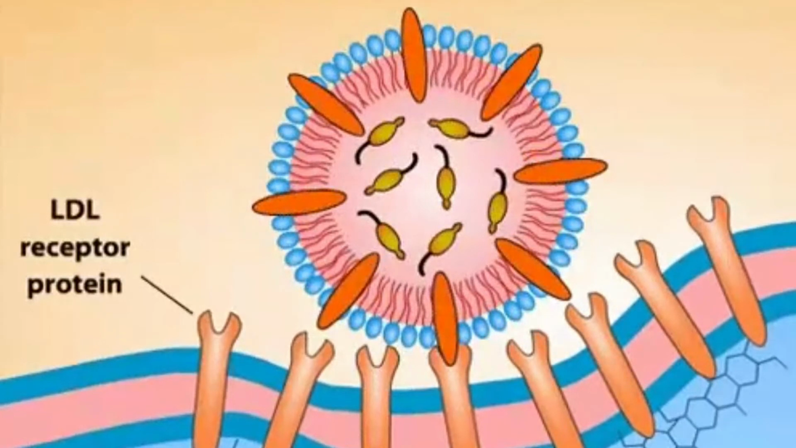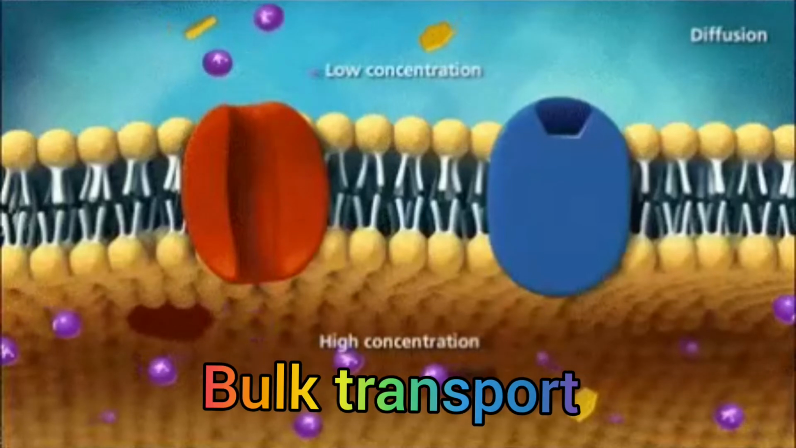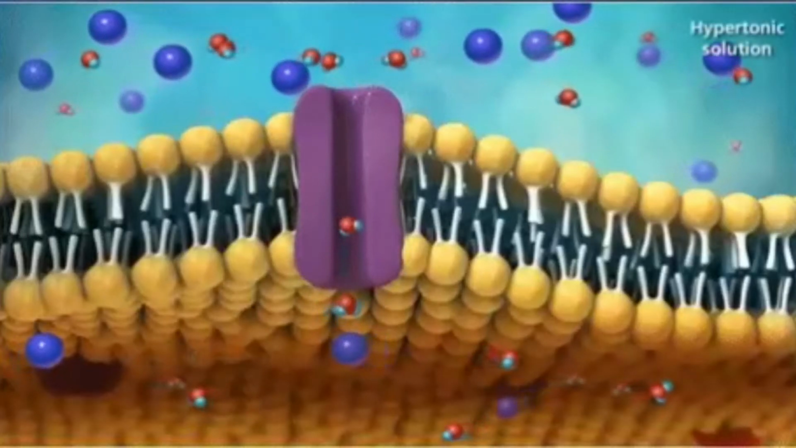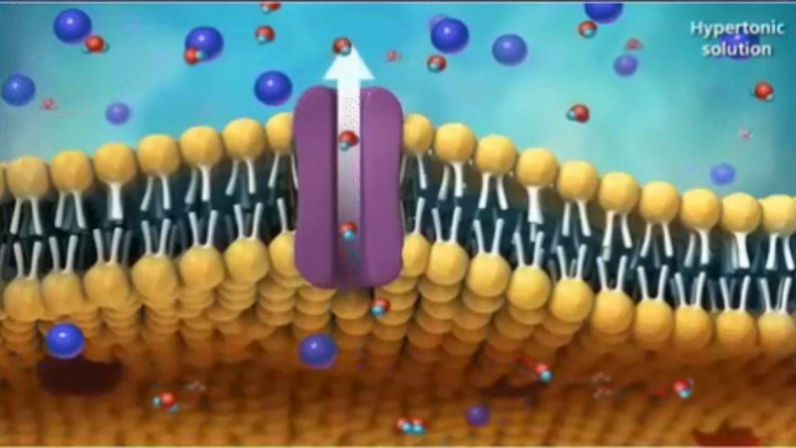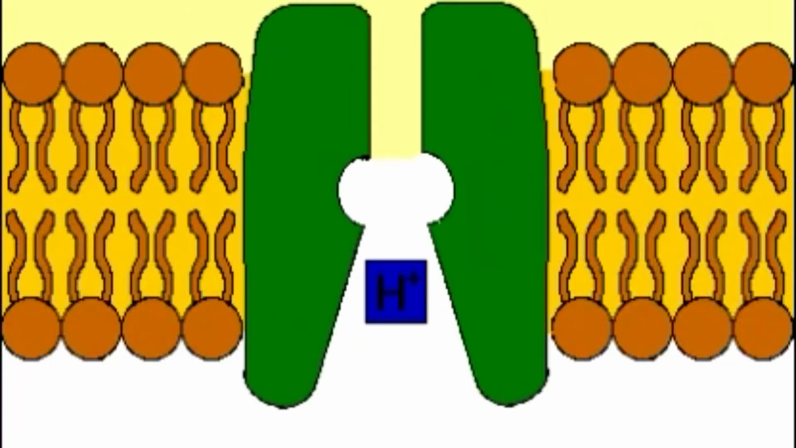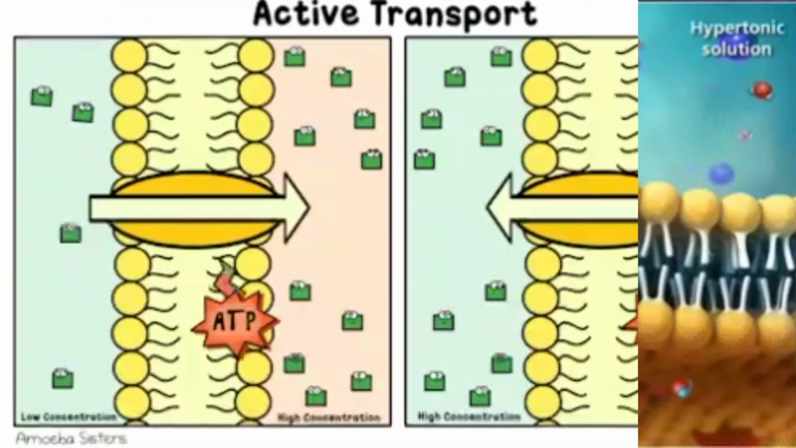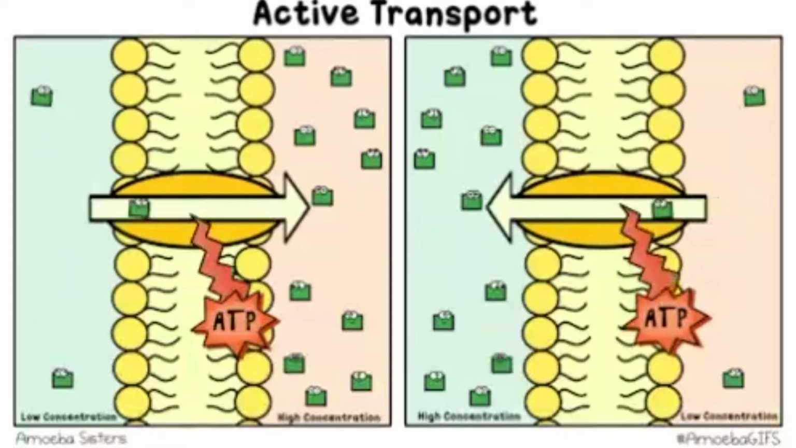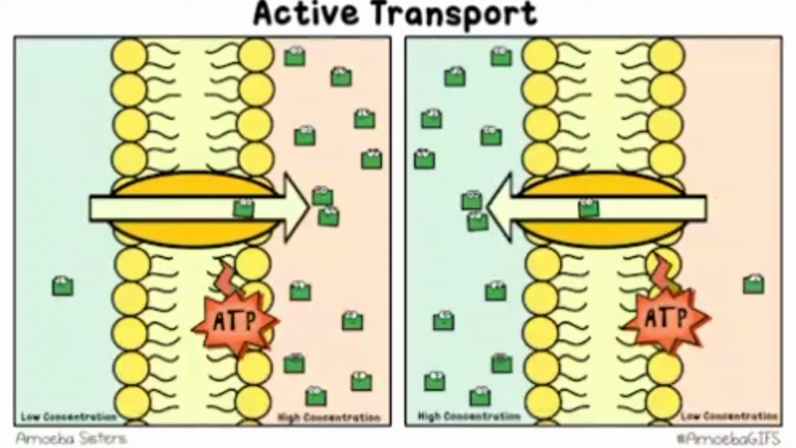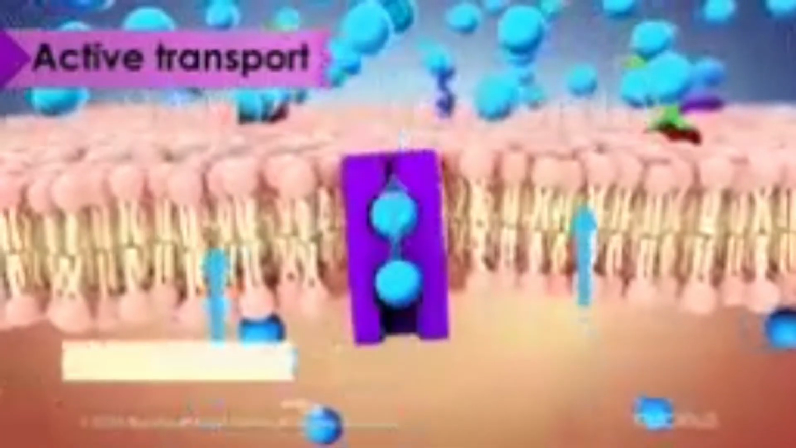Now the question is, how do materials get transported across the membrane? Well, there are three mechanisms: passive transport, active transport, and bulk transport. In passive transport, energy is not spent, but this process is slow. Passive transport is again divided into two types: diffusion and osmosis. Active transport is the process where energy is required, and this process is rapid across the cell membrane. Energy in the form of ATP is utilized.